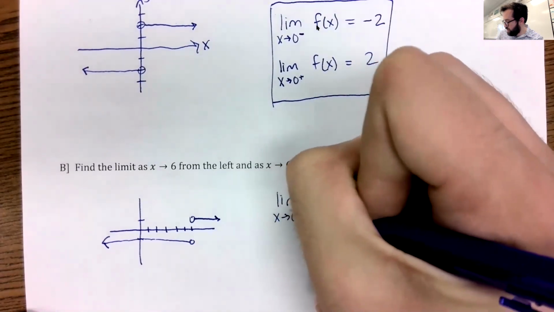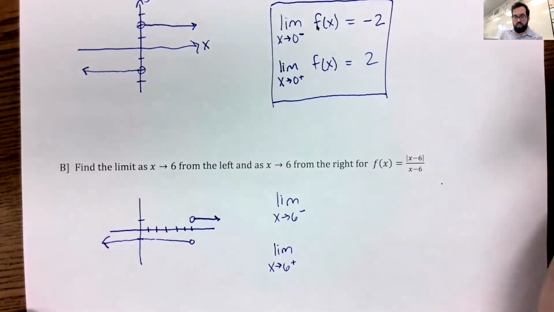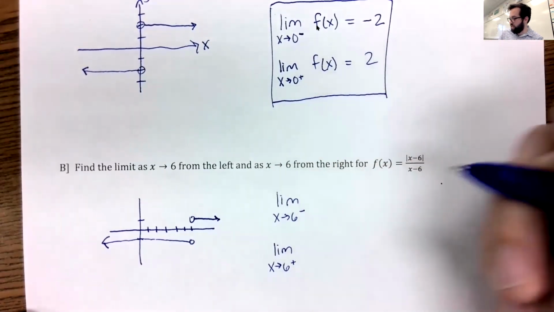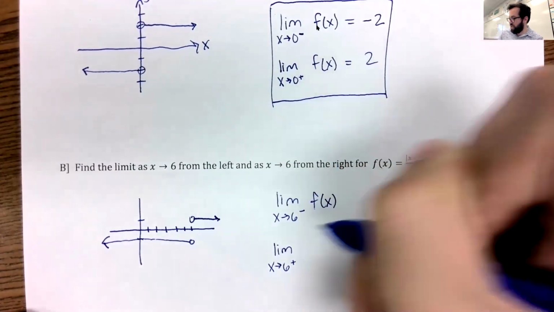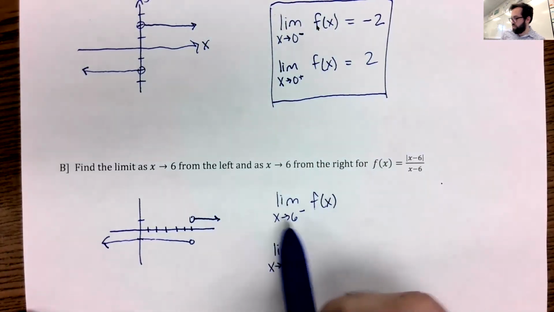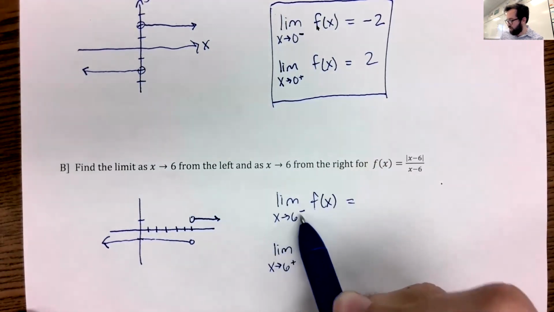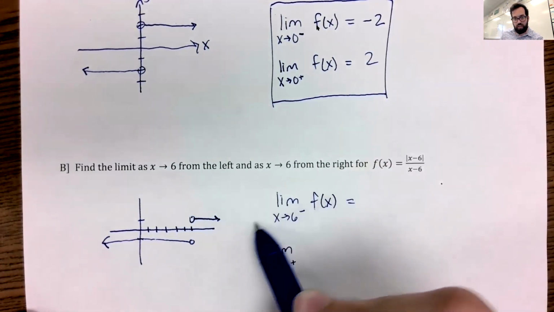So as x approaches 6 from the left, and as x approaches 6 from the right, don't forget we need to actually write the function in here. You can't just say lim equals. That's like leaving off part of the statement. It's a limit as x approaches 6 from the left of f of x. All of these things are required.